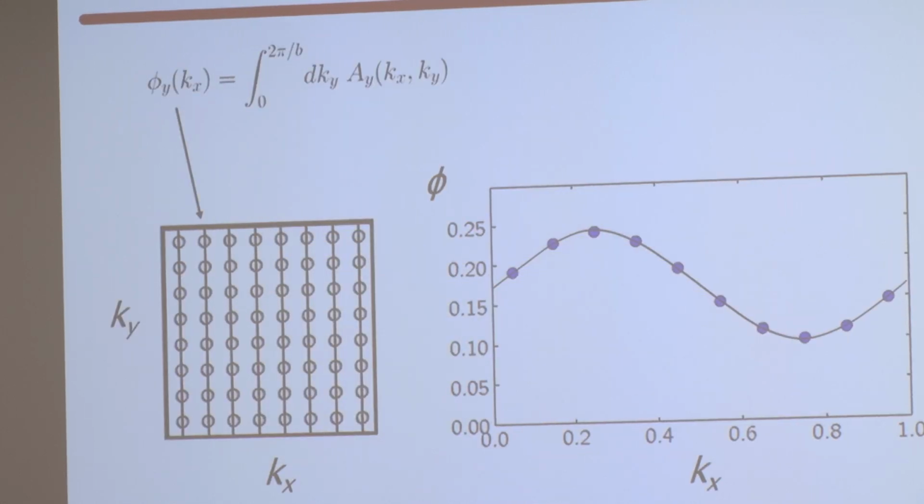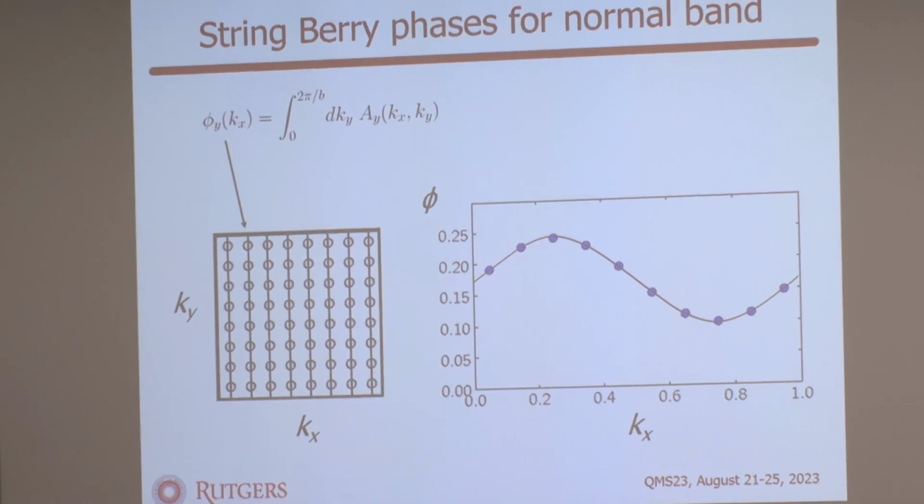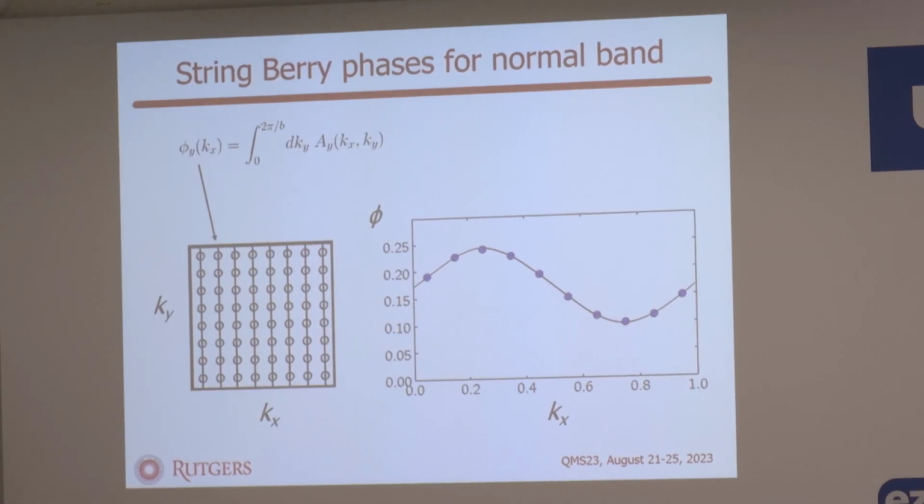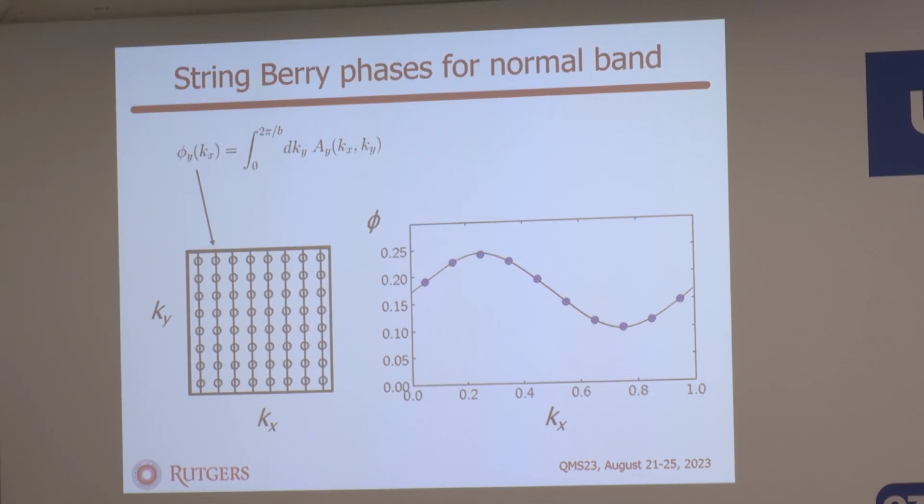One way of understanding what the Chern number of the quantum anomalous Hall state is follows from a certain way of looking at the Berry phases as I split up dimensions. So I imagine that I have a two-dimensional insulator where the wave vectors are kx and ky in the Brillouin zone. I choose one of those, let's say kx, and I fix the value of kx, and then I let ky range from 0 to 2π over b.